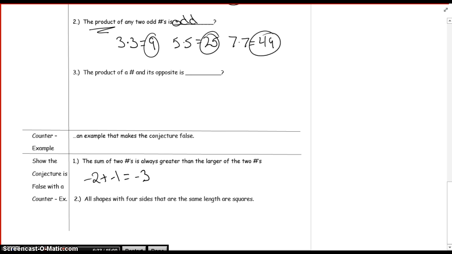Number 2: all shapes with 4 sides that are the same length are squares. Well, that's not true. If you take a look, here's a rhombus. All 4 sides are exactly the same by definition, but a square has to have 4 right angles in order to be a square. So this proves that this particular statement is false.